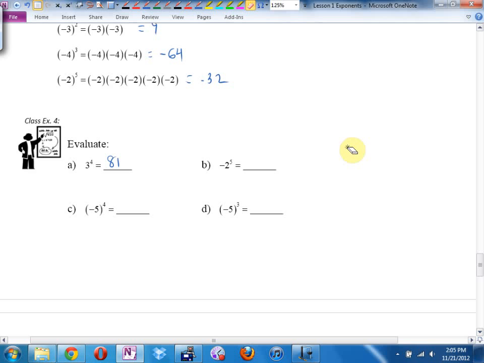Negative 2 to the 5th, is the negative inside the brackets? No, so it's going to be 2 to the 5th, then make it negative. One hand up, please, the hand that you're not writing with, in a fist. Thumb out. 2, 4, 8, 16. What's 2 to the 5th? 32. What's 2 to the 6th? What comes after 32? 32 and 32 is? 64 and 64 is? 128.